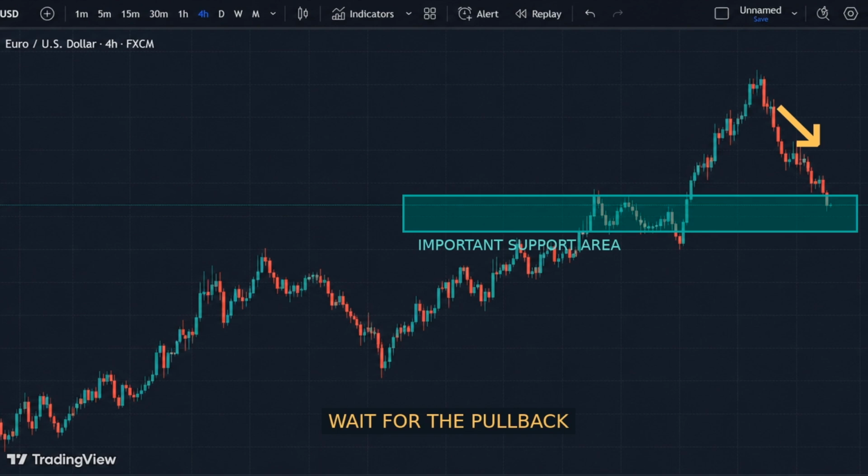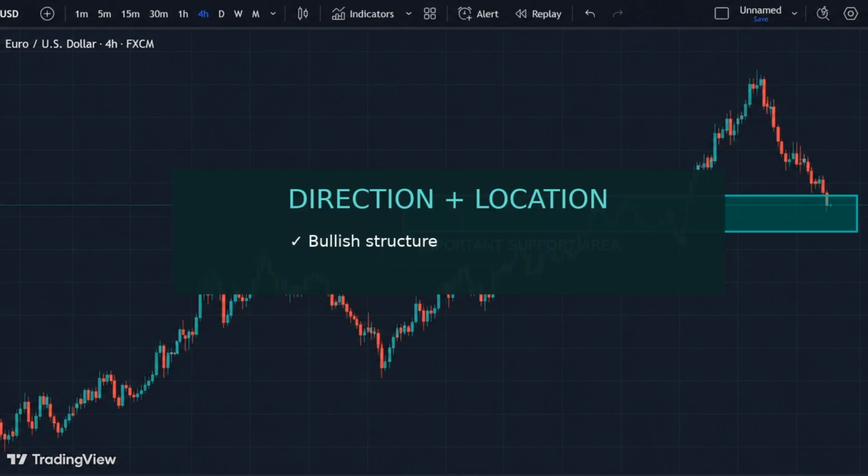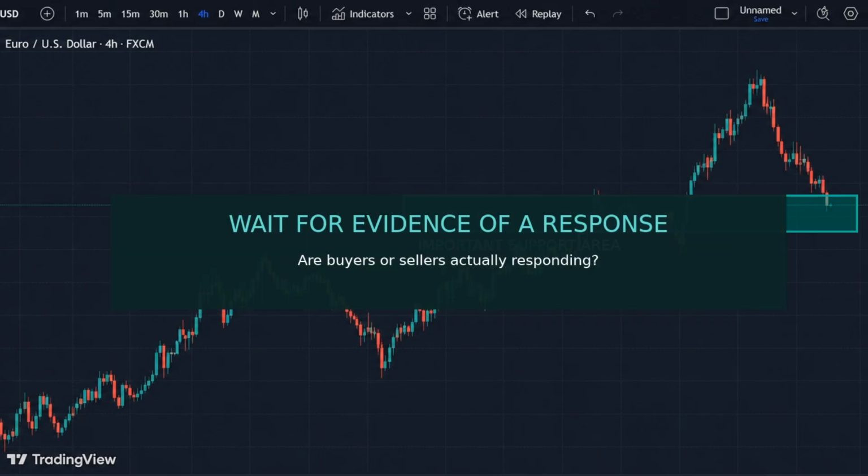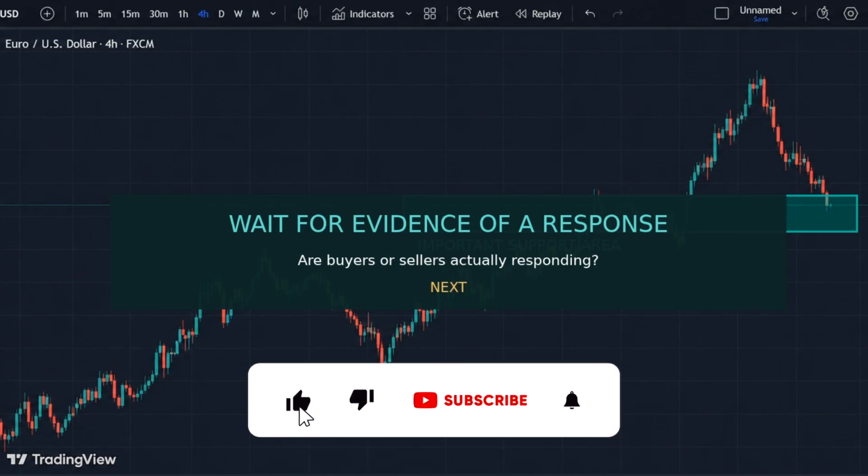This does not guarantee that support will hold. A level is not a wall. It is only a place where we become interested in what price does next. That distinction is essential. Beginners often enter the moment price touches a line, but touching a level is not the same as respecting it. We still need evidence that buyers or sellers are responding. That evidence comes from concept number 3.